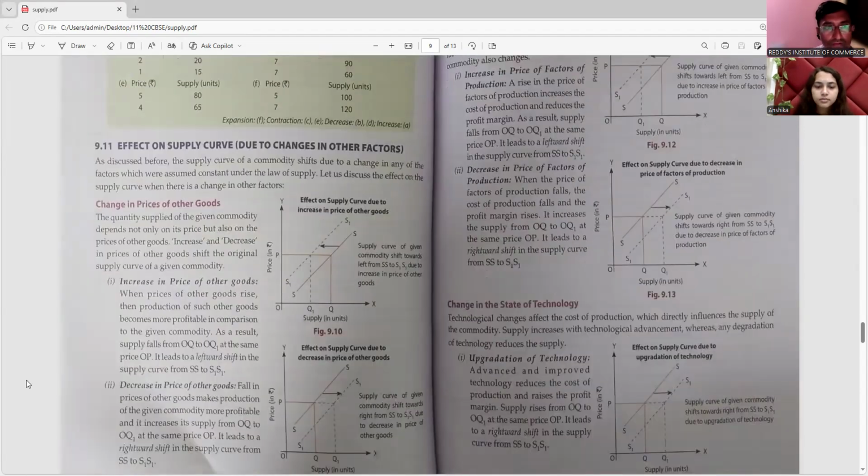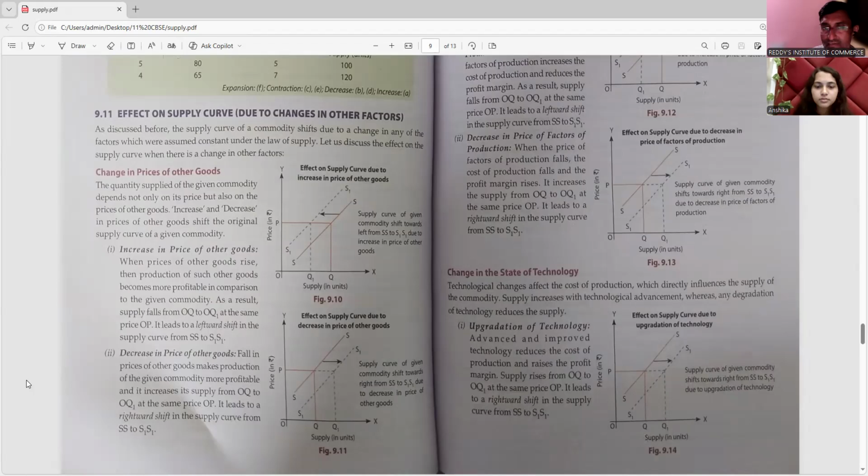Now, the effect on the supply curve due to changes in other factors, with price remaining the same. The entire thing remains the same. In which case, if you keep price the same, supply increases or decreases due to other factors. Which factors? Inputs, advanced technology, etc. So now, change in the price of other goods.